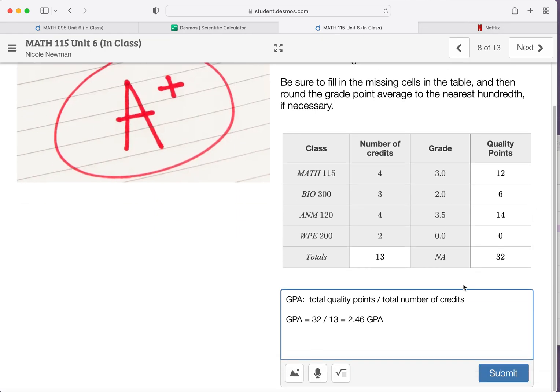And I think that one would be done. If you have a larger collection of classes, like over many, many semesters, you would do it exactly the same way, except you just have a longer list of things to do.